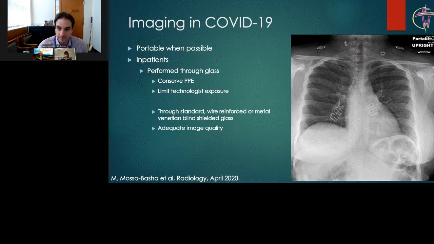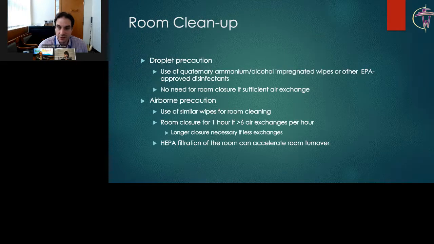And here's just one of those radiographs obtained through the wire mesh glass. You can see there's pretty good image quality in this film acquisition. In terms of room cleanup, Dr. Popescu discussed this. And just to provide our approach, we use quaternary ammonium alcohol impregnated wipes or other EPA-approved disinfectants. There's a list of these with about 280 different disinfectants on the EPA website.